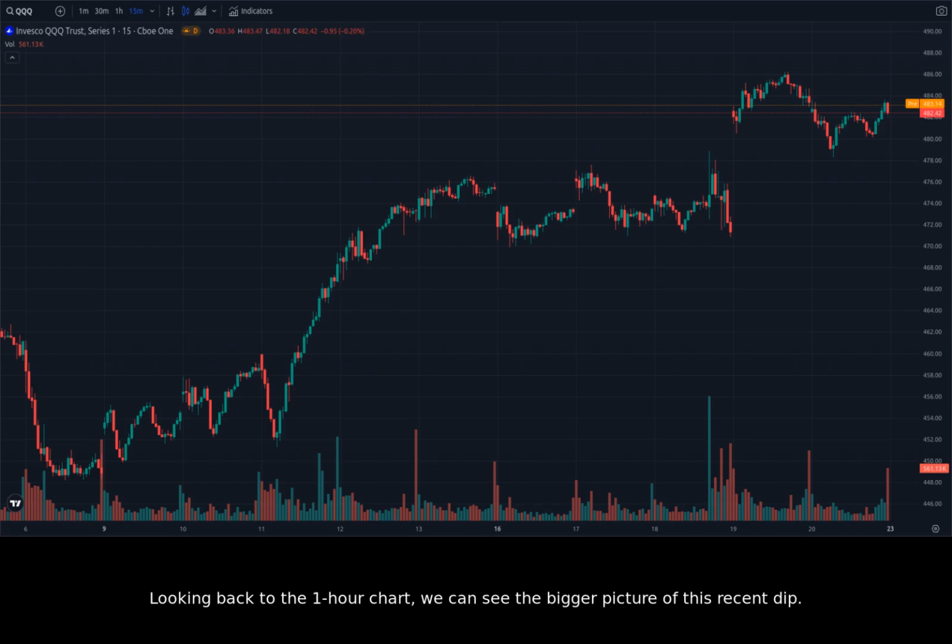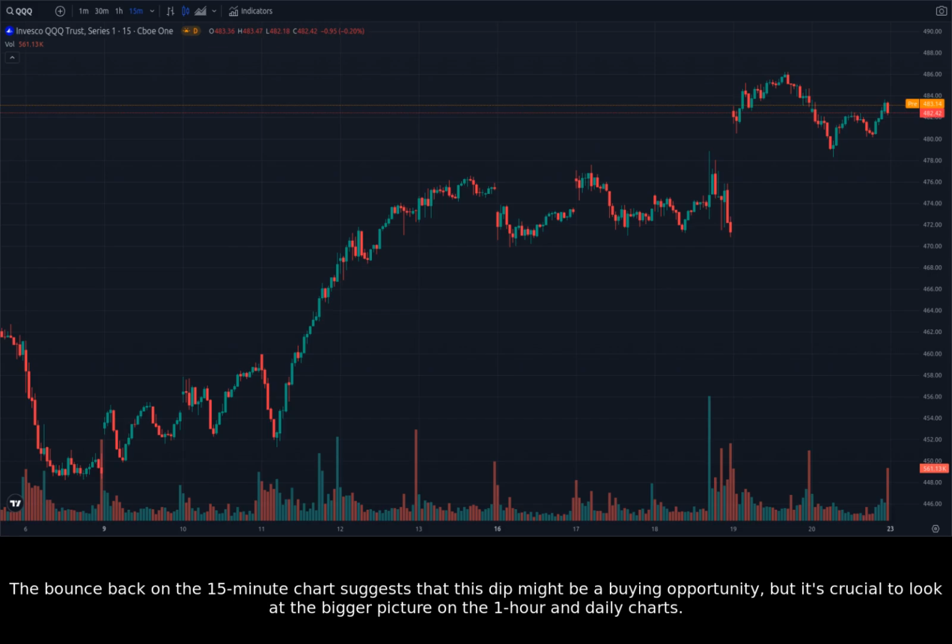Looking back to the 1-hour chart, we can see the bigger picture of this recent dip. The bounce back on the 15-minute chart suggests that this dip might be a buying opportunity, but it's crucial to look at the bigger picture on the 1-hour and daily charts.